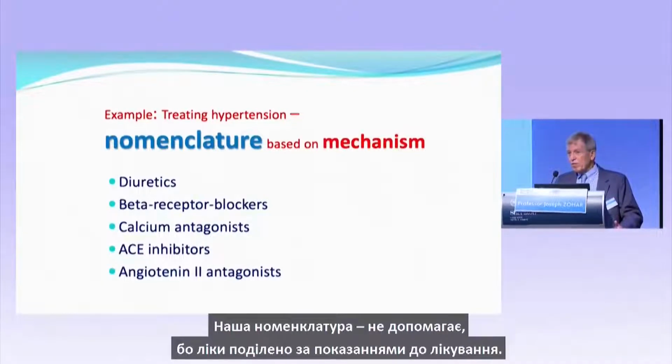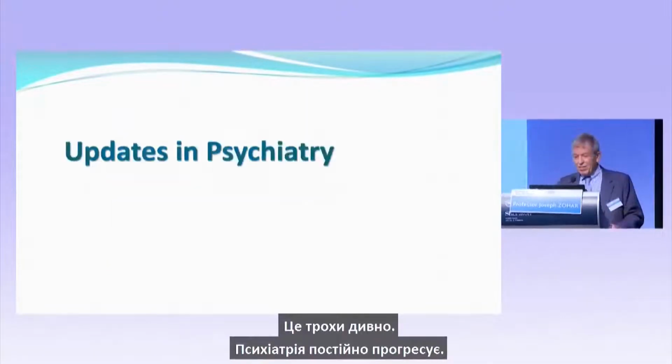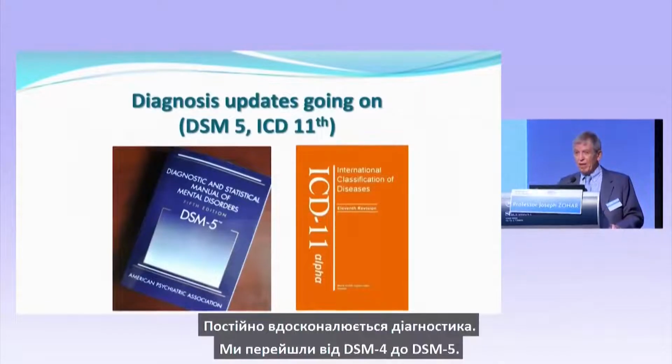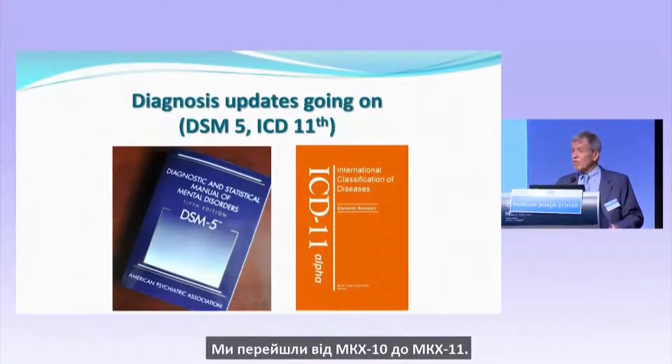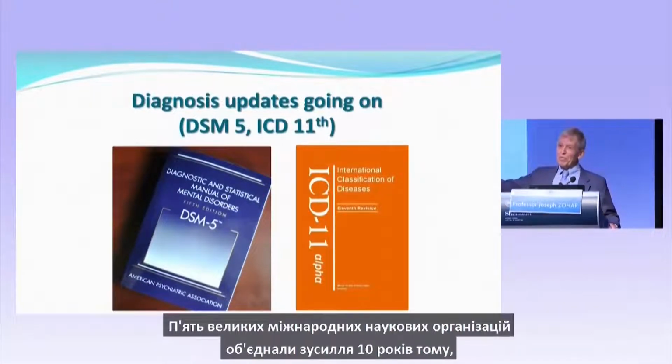Our indication-based nomenclature is not helpful in this regard. And this is strange. We keep updating our system in psychiatry. There is constant updating in the diagnostic system, moving from DSM-4 to DSM-5, from ICD-10 to ICD-11, but our nomenclature of psychotropic remains somehow around DSM-2.